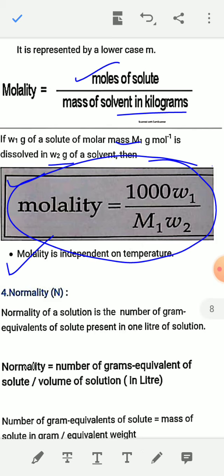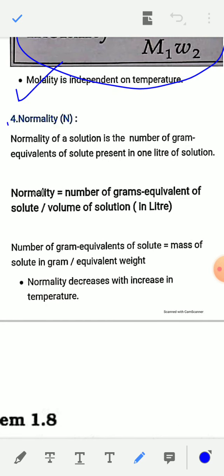Next type of concentration unit is normality, which is represented by capital N. Normality of a solution is the number of gram equivalents. It is not number of moles. I have told you before how to calculate number of gram equivalents. To calculate number of gram equivalents of a solute, you have to divide the given mass of the solute by its gram equivalent weight, not by its molecular weight.